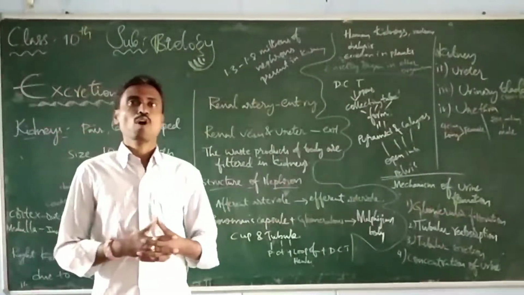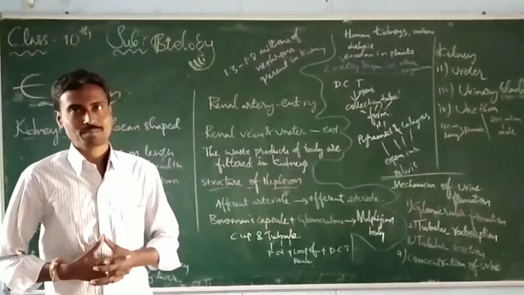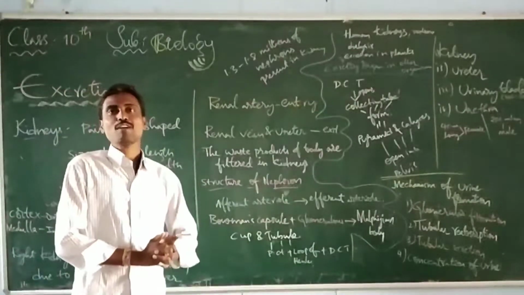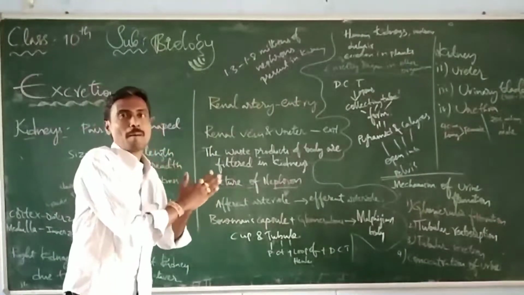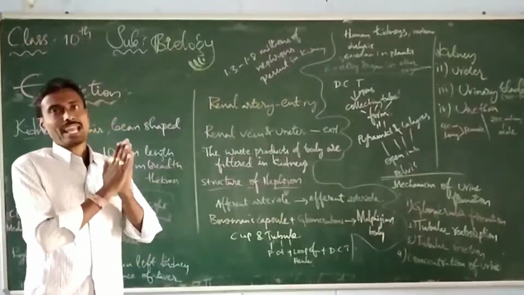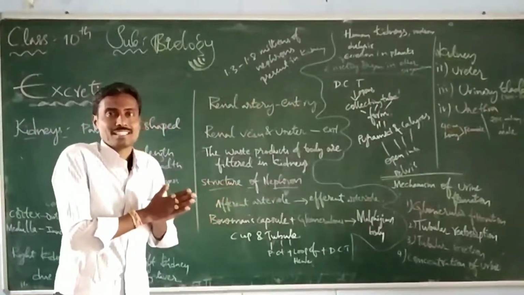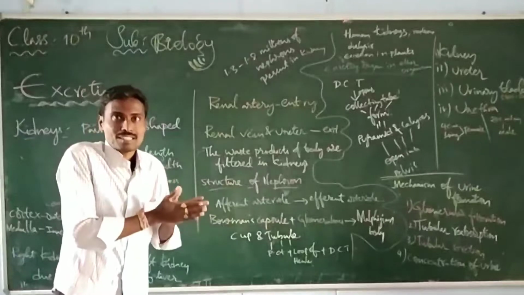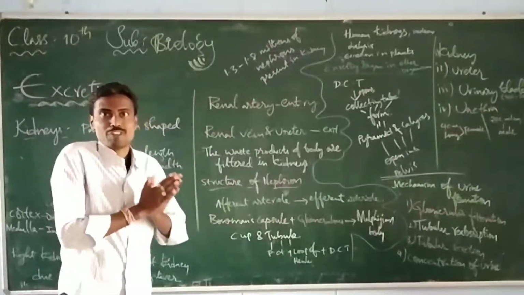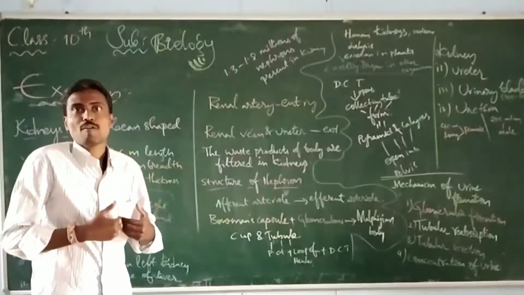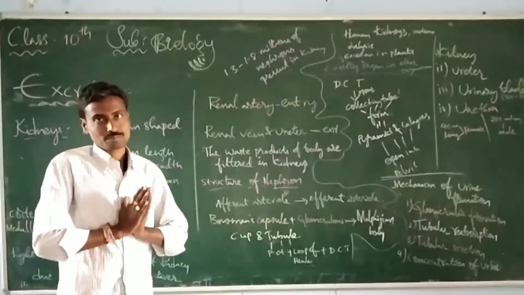As a part of our online classes today, we are going to discuss the excretion lesson. Let us see what is the meaning of excretion. In that word, we can find out the meaning of excretion. X. What is the meaning of X? Out. Excretion: the process of sending out. Here, what is the meaning of excretion? The process of elimination of waste material from our body to the outside is called excretion.